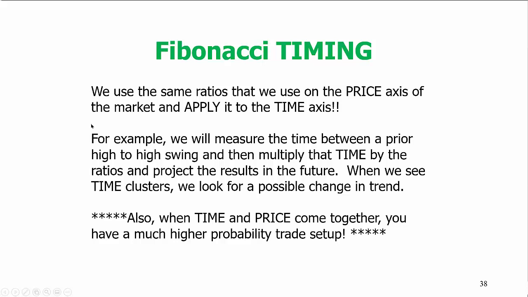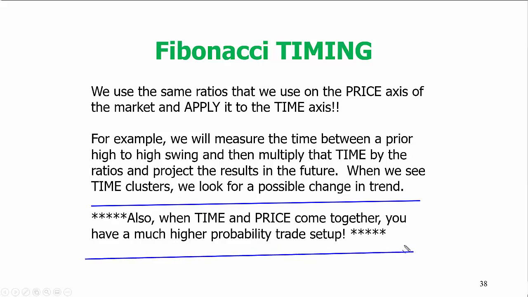So again, for Fibonacci timing, we use the same ratios that we use on the price axis and apply it to the time axis. So for example, we will measure the time between a prior high to high swing and then multiply that time by the ratios and project the results in the future when we see time clusters, which would be 3 or more time relationships. We always look for a possible change in trend. Okay, and we just had that occur recently. Also, when time and price come together, you have a much higher probability trade setup.